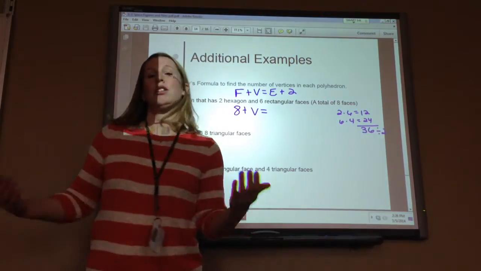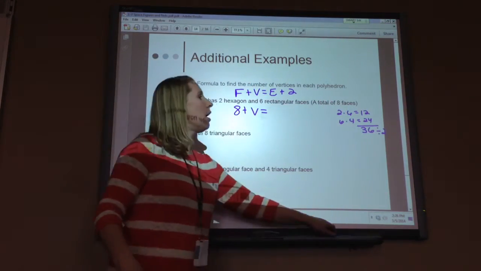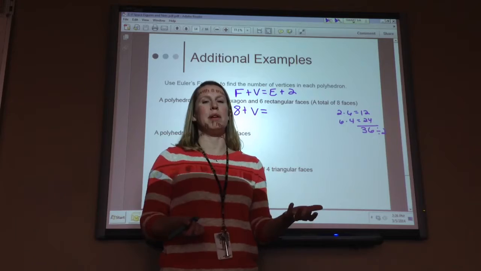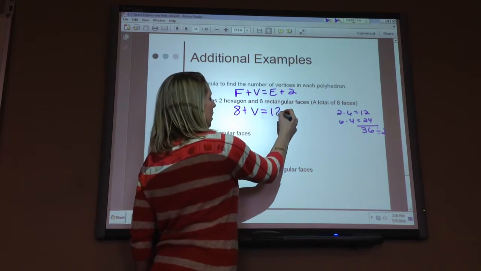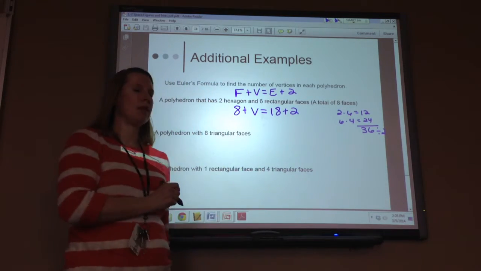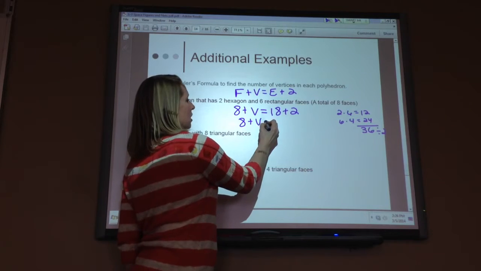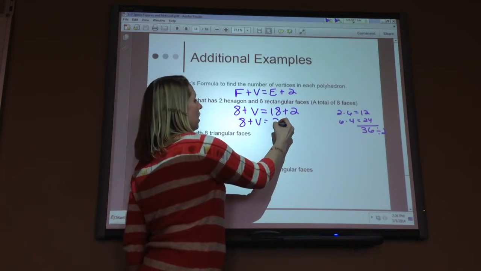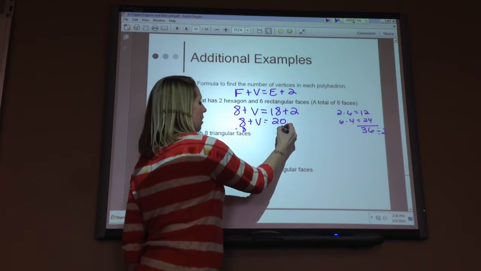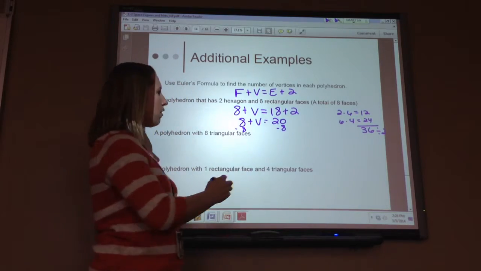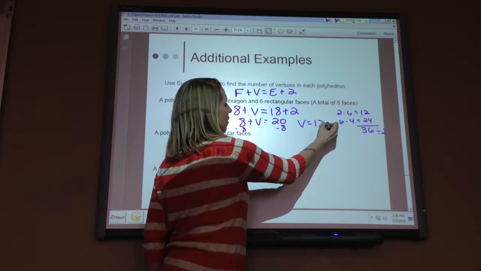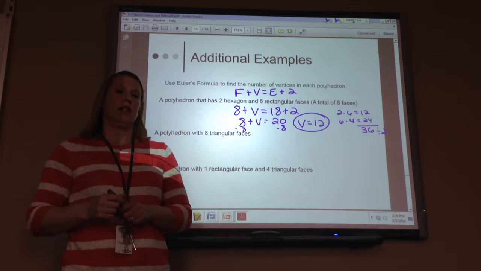Okay, back to it. Sorry about that. So 36 divided by 2 would be 18. So I've got 18 edges plus 2. So 8 plus vertices equals 18 plus 2 is 20, minus 8 on both sides. So vertices would be 12. Okay, those are kind of hard.